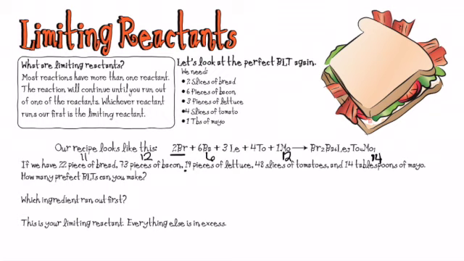So the one that would limit us is the lettuce. So our ingredient that ran out first is lettuce. So that is your limiting reactant. Everything else is in excess.